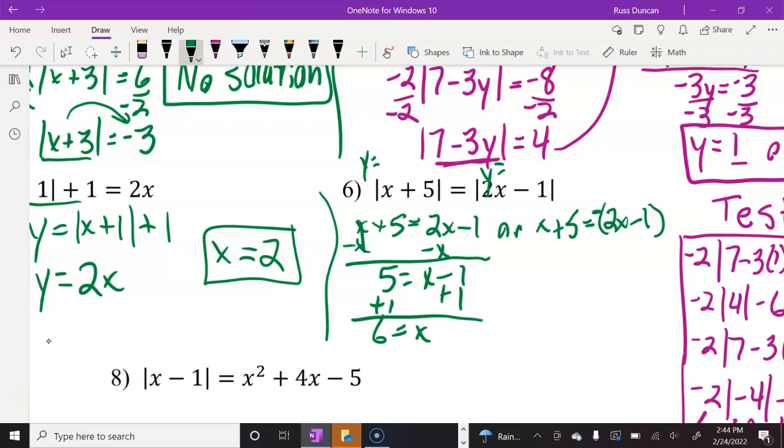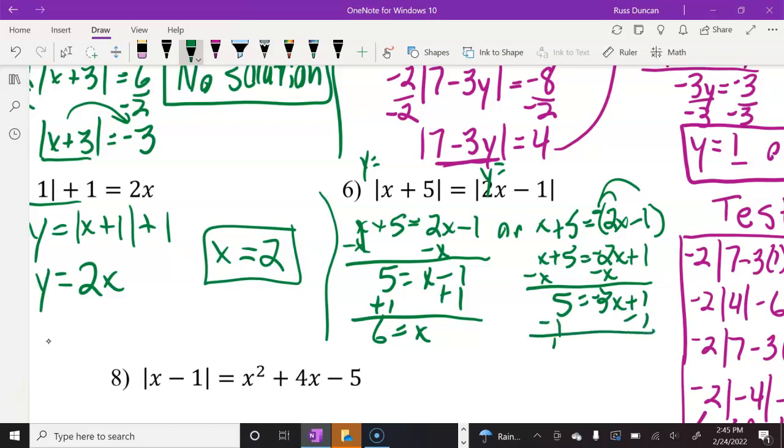That's one answer. Or, okay, this is tricky. Follow me. You distribute the negative, you get negative 2x plus 1. You distribute that negative, like a negative 1 almost, so it changes everything's sign. Now if I subtract x, minus 1, I get 4 equals negative 3x, and divide by negative 3. So I get x equals negative 4/3.